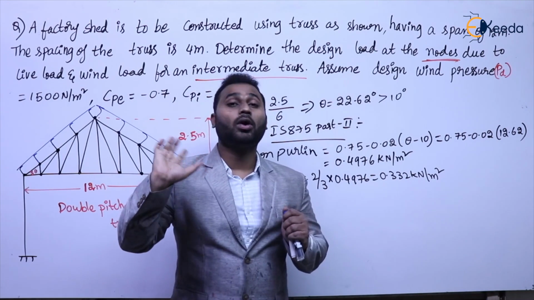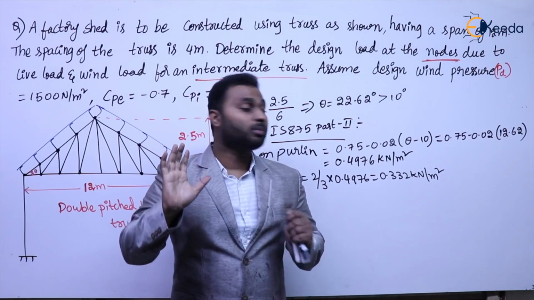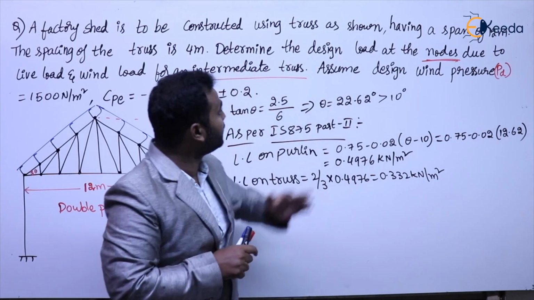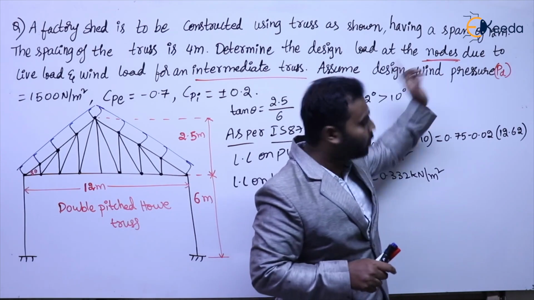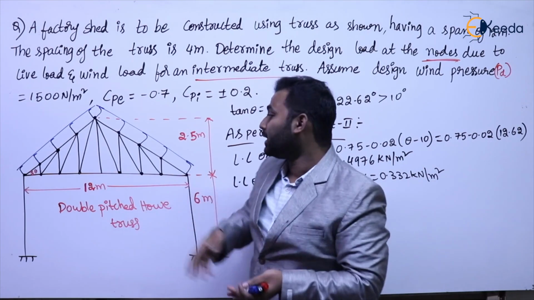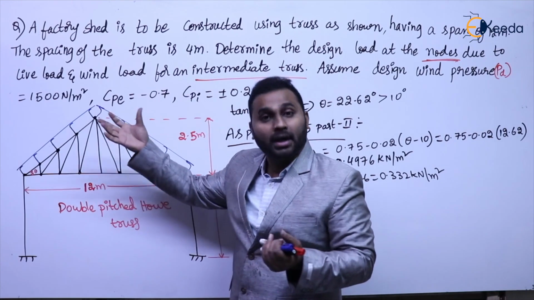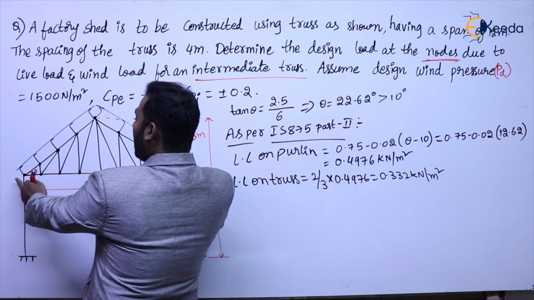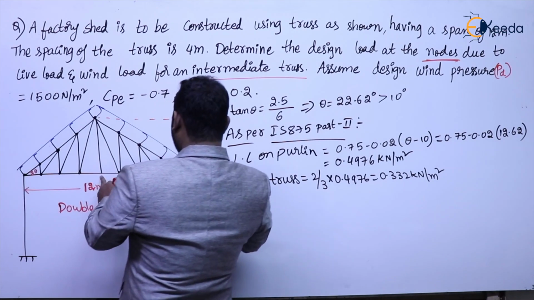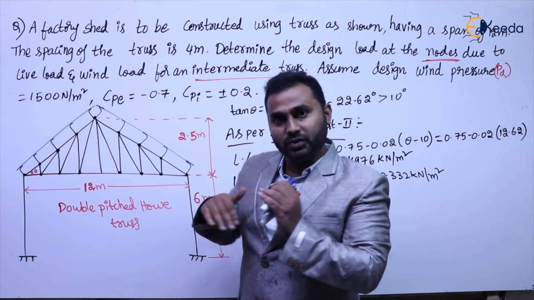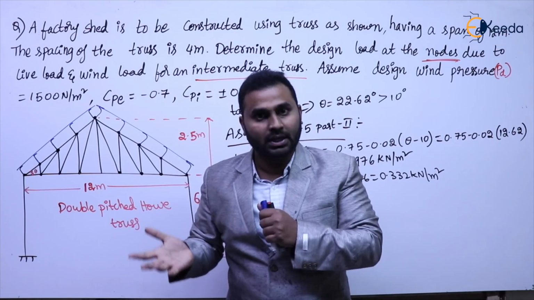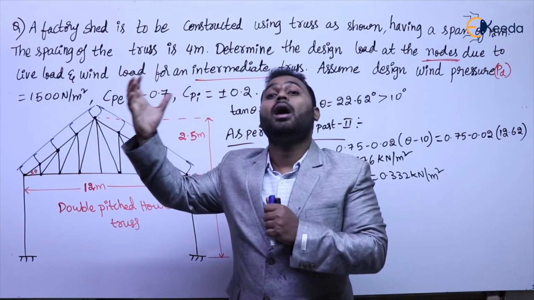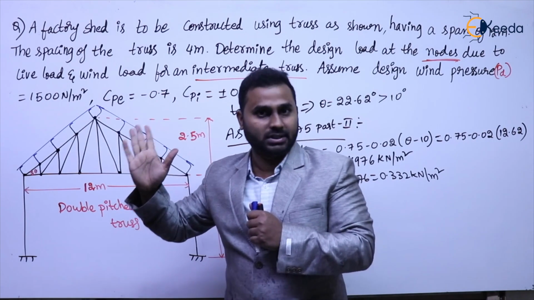Now for calculating the total live load on the truss, we need to multiply this value with the total plan area. But that is not the question here. The question is asking us to find the loads at nodes. For that, we need to consider this double pitched Howe truss as two panels. This is one panel, half of this truss, and the other half is the other panel. Then only can we show the loads at the panel points.